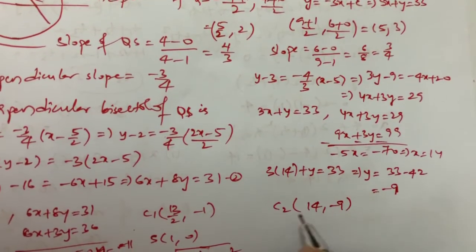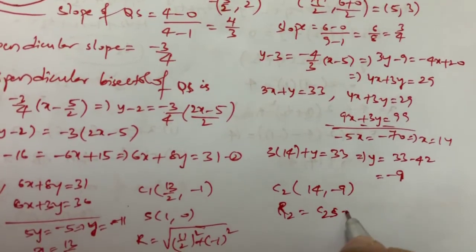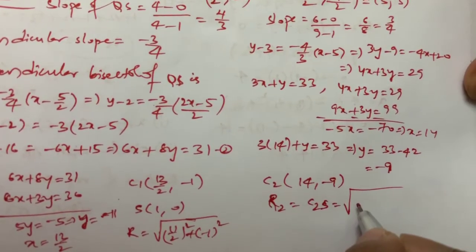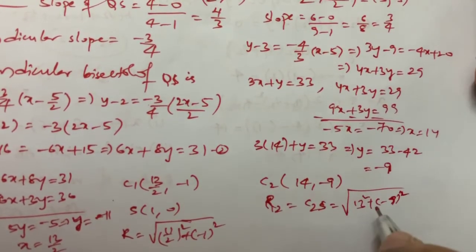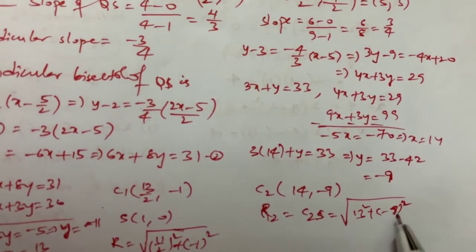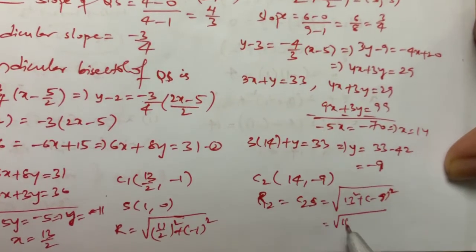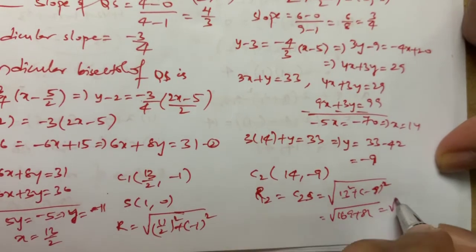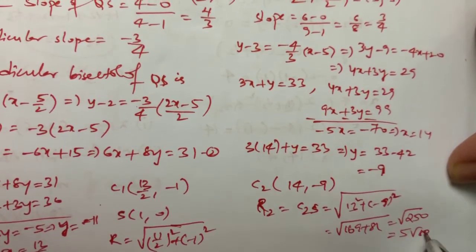Now the radius we can find. The radius R2 is the distance between C2 and the point S, which is the square root of 13 square plus minus 9 square. So the radius of circle C2 is root of 169 plus 81, which is root 250. So the radius of circle C2 is 5 root 10.